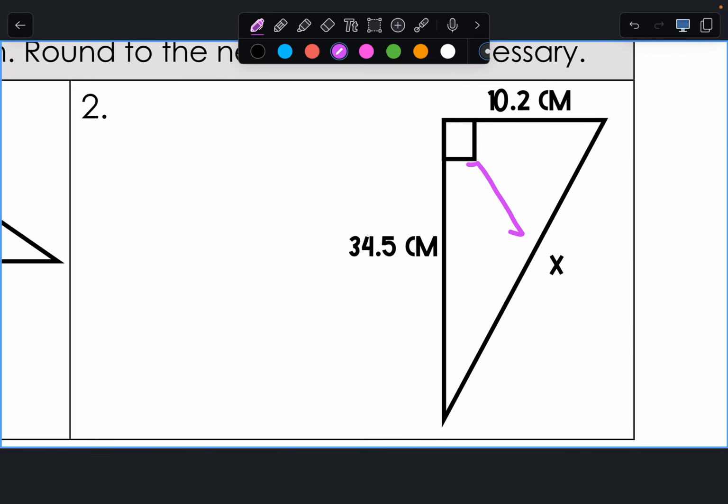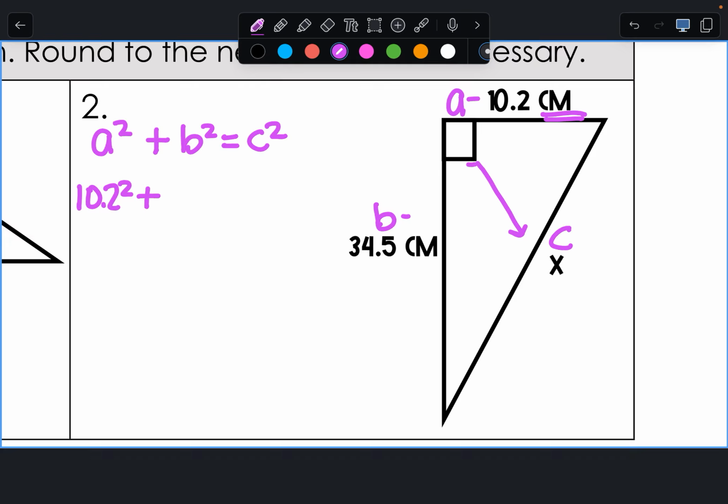We're looking for side C because that is the one that is across from that right angle. Which one's going to be side A? 10.2, and B? Okay. So write your formula, A squared plus B squared equals C squared. Now you substitute. Notice your units are not squared yet, so that means you still have to square them. So we write 10.2 squared plus 34.5 squared. And you put all of this into the calculator in the same step.